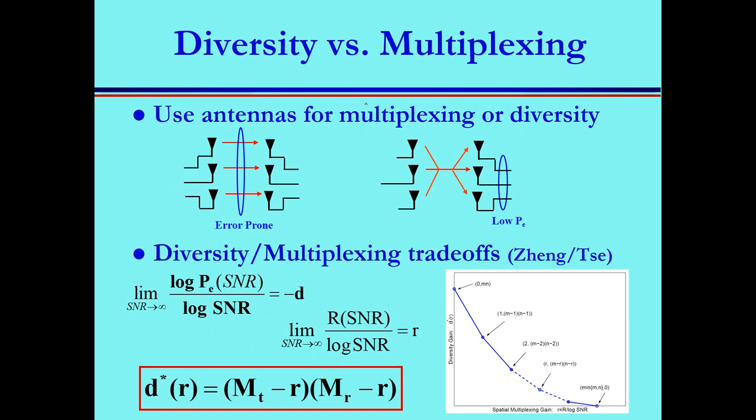Now, how can we use a MIMO system? The two most common cases for MIMO are to use it for diversity or for multiplexing. With multiplexing, you gain more spectral efficiency and increase your data rate or throughput. For example, you have multiple antennas here. You have your data vector x1, x2, x3. You send x1 from here, x2 from here, x3 from here.